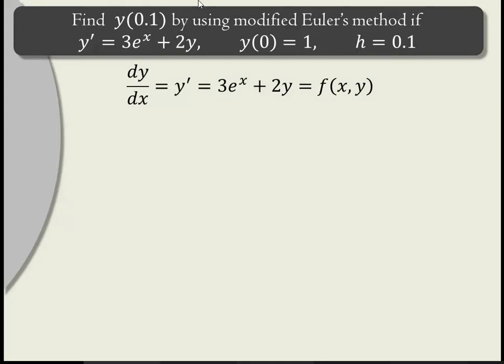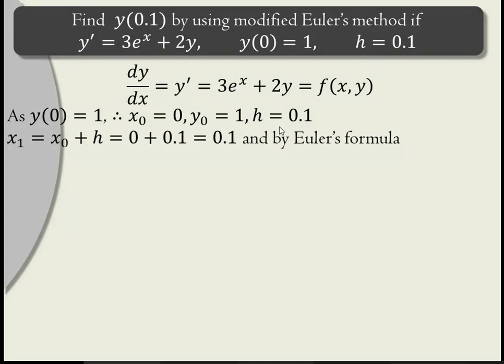Then y at 0 is given, meaning 0 is x naught, and the value of y at x naught is y naught. So we are given x naught and y naught. y at 0 is 1, so x naught is 0 and y naught is 1. h is 0.1. First find x1, then find the value of y at x1, and then simplify it. So what will x1 be? x1 will be x naught plus h, that is 0 plus 0.1, so that is 0.1.